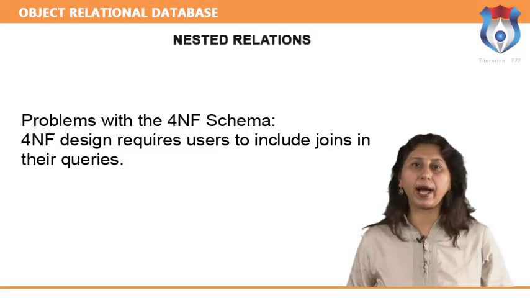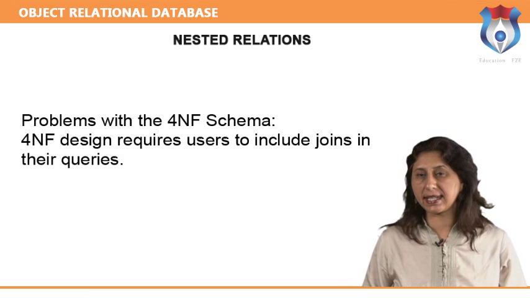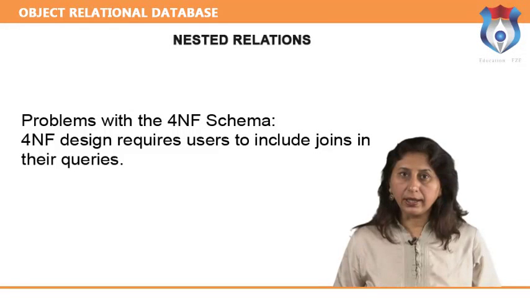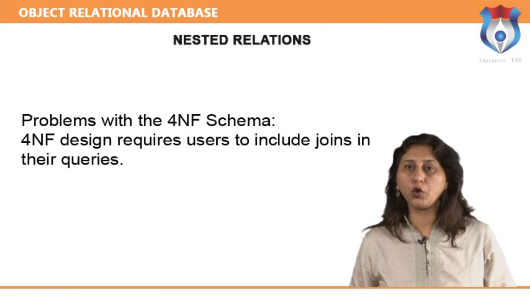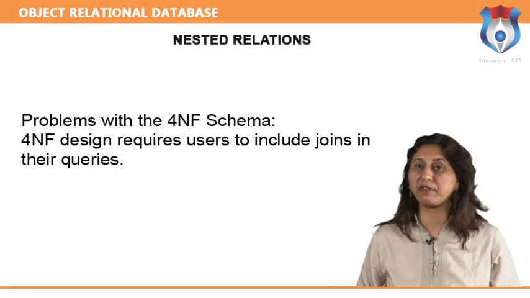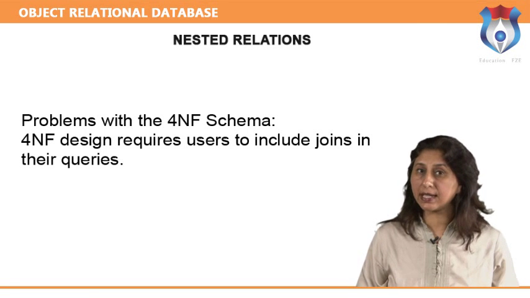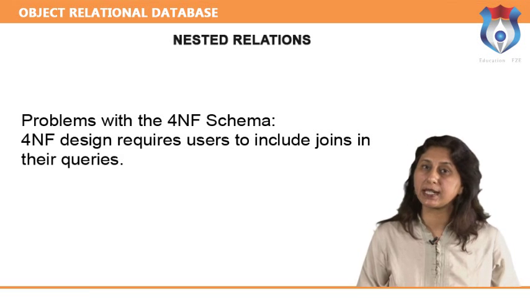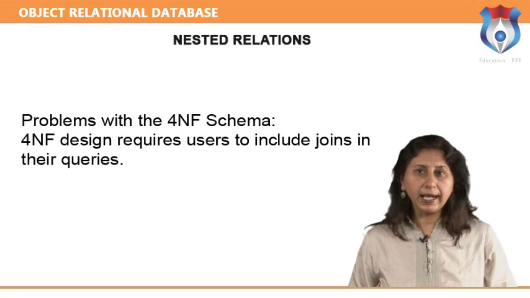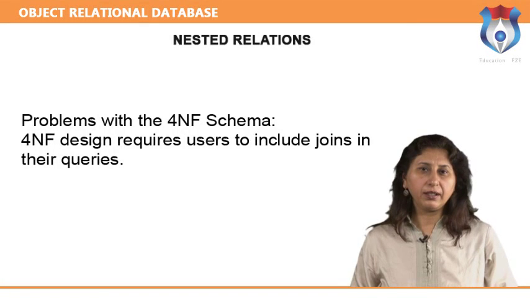4NF design requires users to include joins in their queries. A non-1NF relational view, flat doc, defined by a join of 4NF relations eliminates the need for users to perform joins, but loses the one-to-one correspondence between tuples and documents. A nested relation representation is much more natural here.